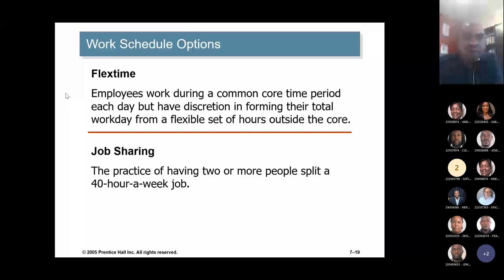Employees work within a common core time period each day, but have discretion in forming their total work day from a flexible set of hours outside the core.